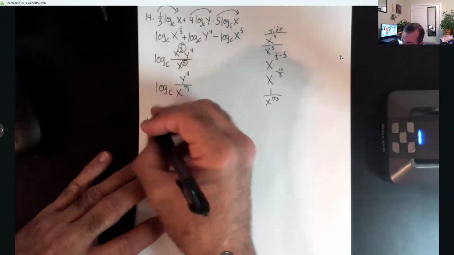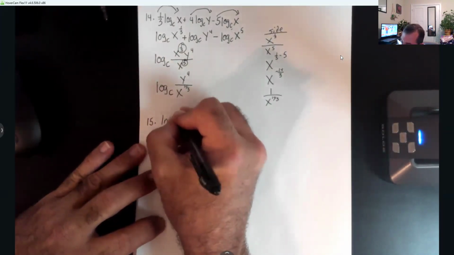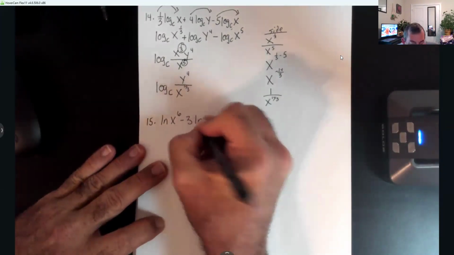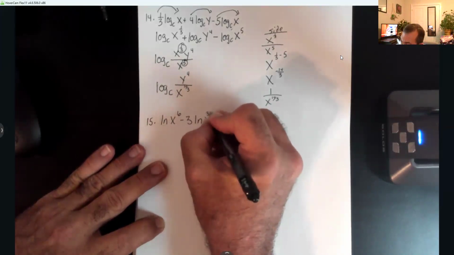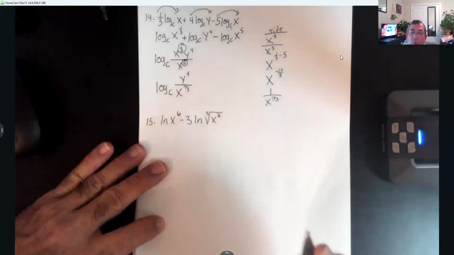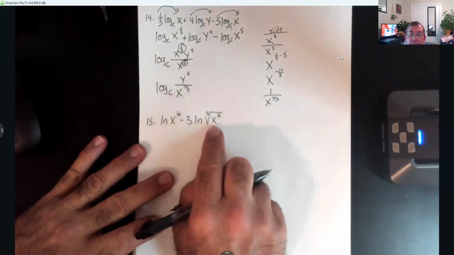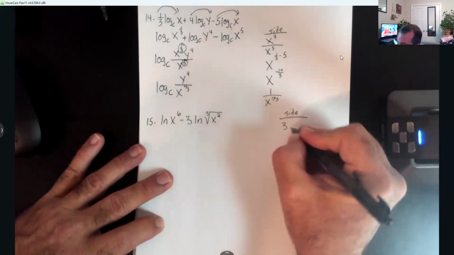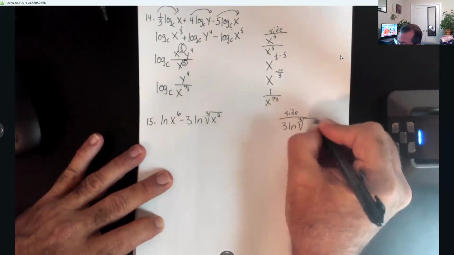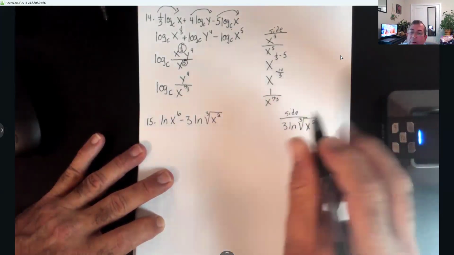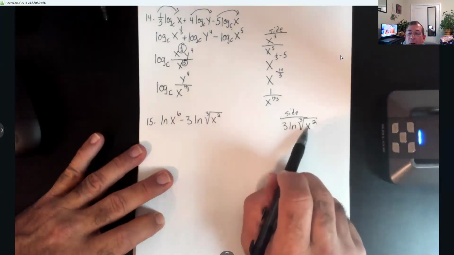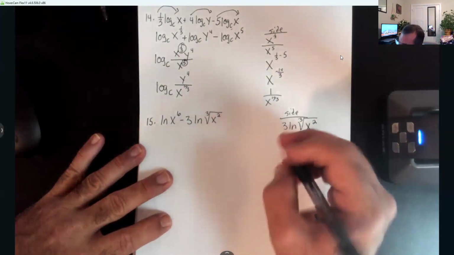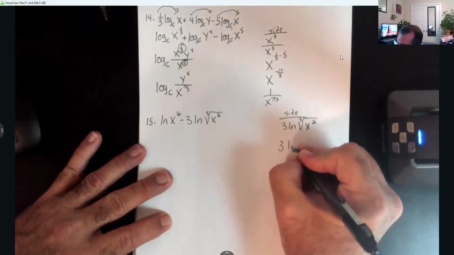All righty, let's see what we got here. ln x to the sixth minus 3 ln cubed root of x squared. So on the side, let's play with that for a second. We got a 3 ln cubed root of x squared. All right, so first of all, I'm going to turn this radical into a fraction. So bring down your 3 in your ln.